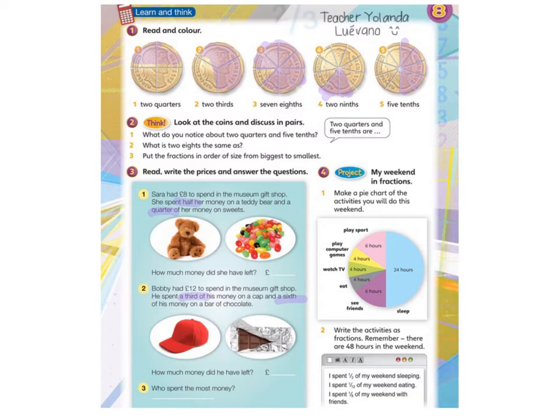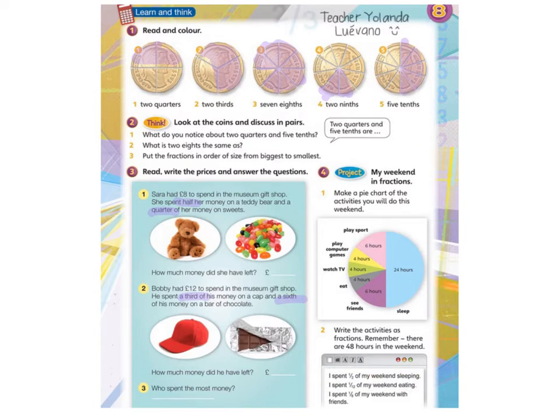Now we have a project. This project you're going to do in your Superminds platform blog. It says My Weekend in Fractions. We're going to make a pie chart of the activities you do this weekend. Yes? And you're going to write the activities in fractions, okay? So you're going to do this beautiful pie chart of a fraction of what you do in your weekend in your art notebook. Yes, you're going to draw your pie chart in your art notebook. And in the platform, you're going to write it in fractions.